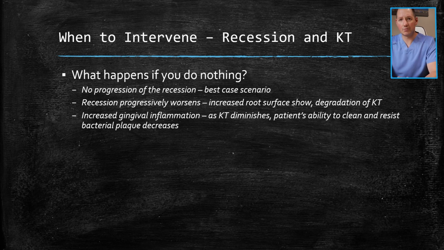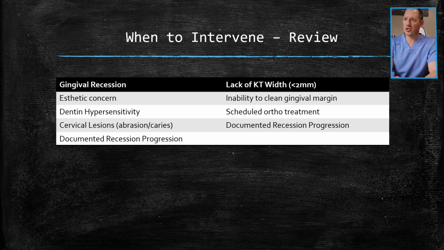So when to intervene, this is just a review here. You can take a snapshot of this if you want. Gingival recession, there's 4 reasons why I recommend treating gingival recession. Right? Aesthetic concern, dentin hypersensitivity, cervical lesions, or documented progression of recession. If the patient doesn't have any of these, then they're fine with recession. They'll be okay. They're going to be okay. But if they have an aesthetic concern, if they have sensitivity, if there's cervical lesions there, this is typically kind of tied to aesthetic concerns. Or if the recession is getting worse, then these are reasons why I would recommend at least having a referral to a periodontist to see what can be treated.